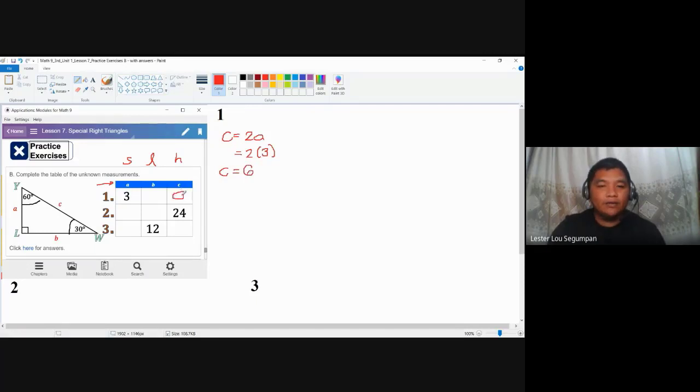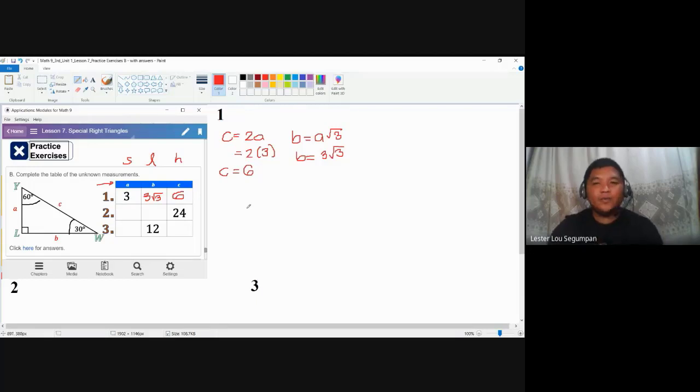That's the value here. As for our longer side, which is B, it is known to be the square root of 3 times the shorter side. That would be, if A is 3, the value for the longer side B is 3 square root of 3.